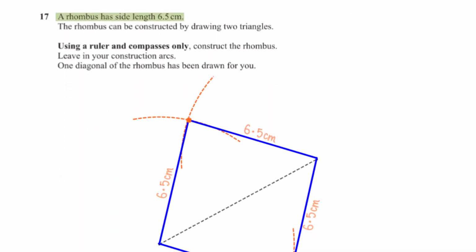A rhombus has side length 6.5 centimeters. The rhombus can be constructed by drawing two triangles. Using a ruler and compasses only, construct the rhombus. Leave in your construction arcs. One diagonal of the rhombus has been drawn for you.